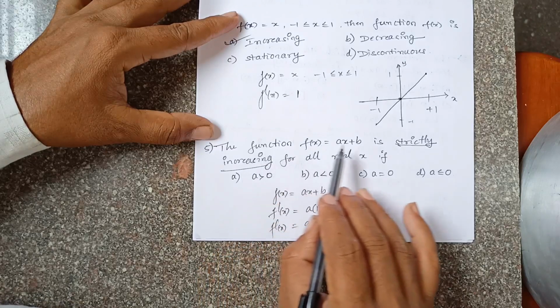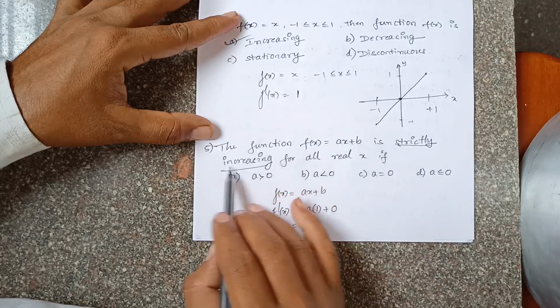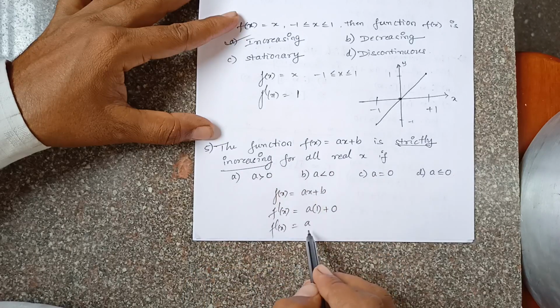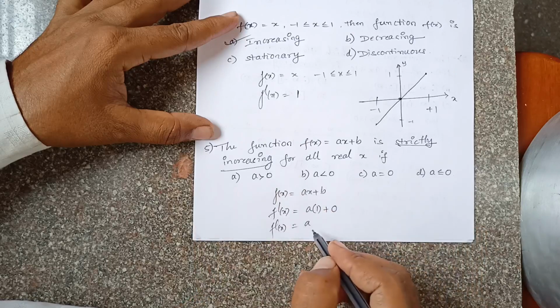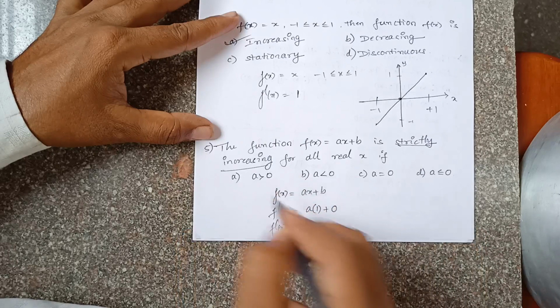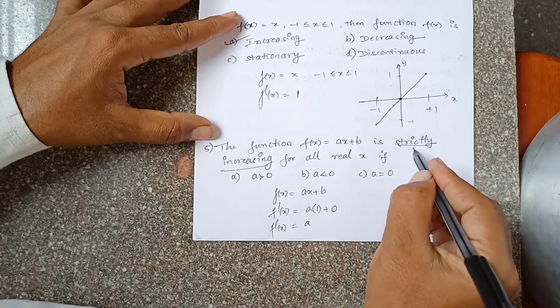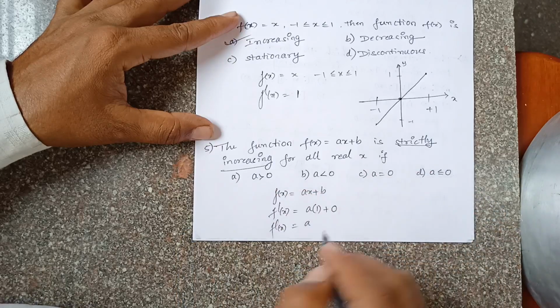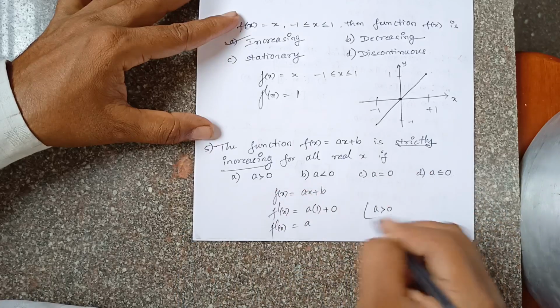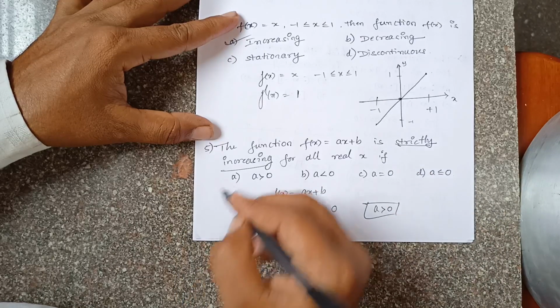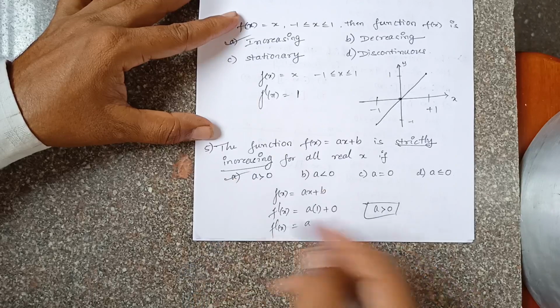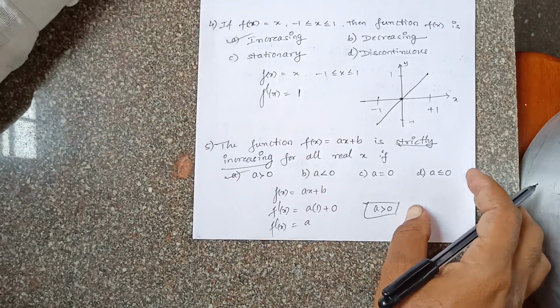Here this function has to be strictly increasing. For that, what should be the value of a? Can it be negative? Strictly increasing, it can't be negative. And can it be equal to 0? If it is simply increasing, it can be equal to 0. It is given that it is strictly increasing. Strictly increasing in the sense a value should always be greater than 0, as we know the concept. So option A is correct here.